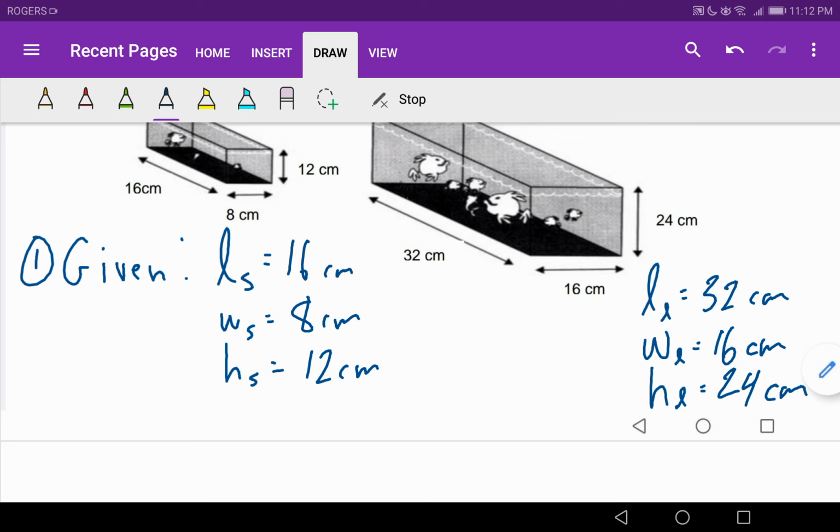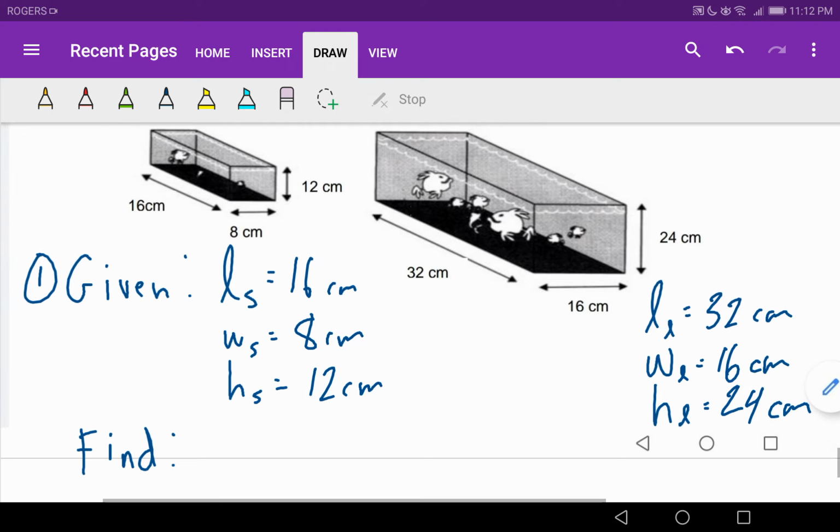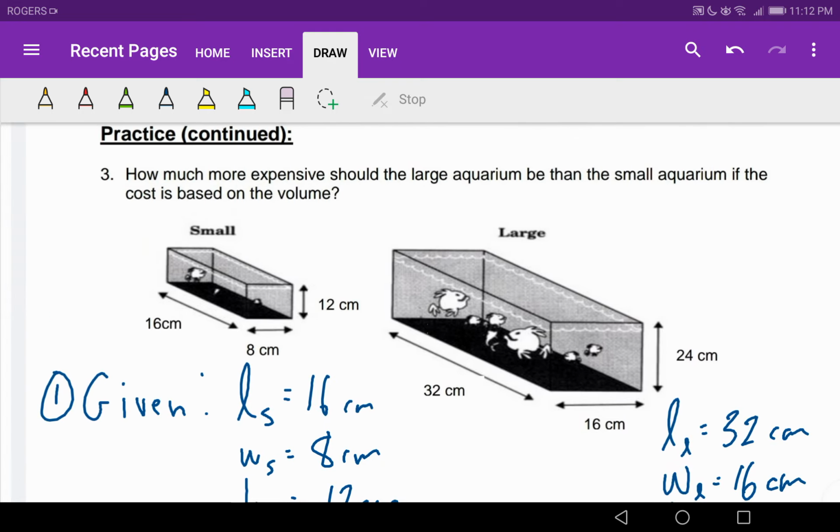So obviously, looking at that, hopefully you're already realizing that you can find the volume because you know the length, width, and height. So I can find the volume of both. So let's now analyze, what do I need to find? I need to understand the question here. So let's take a look again. How much more expensive should the large aquarium be than the small aquarium if the cost is based on the volume?